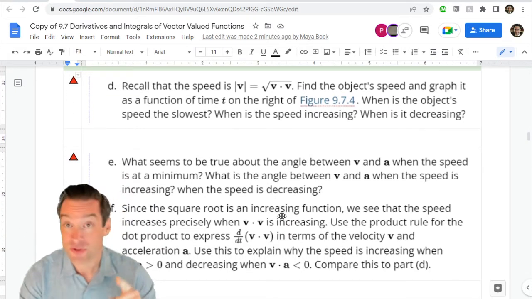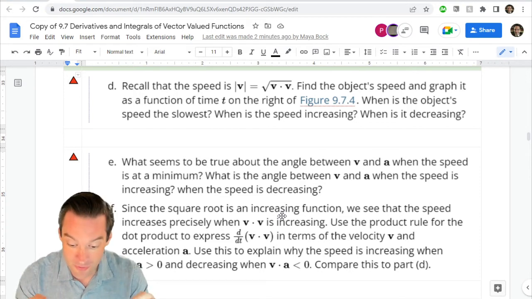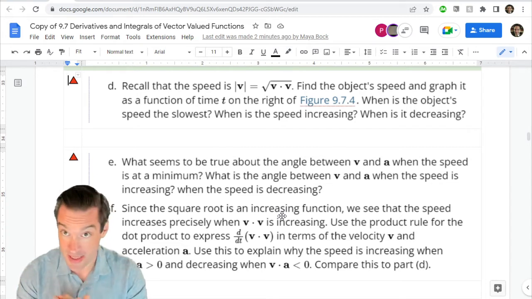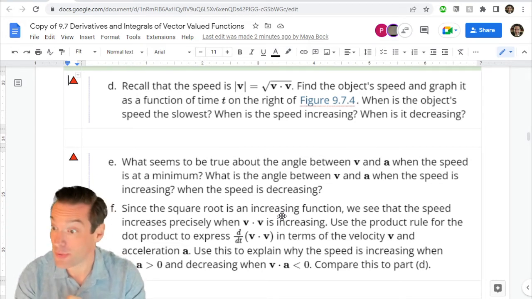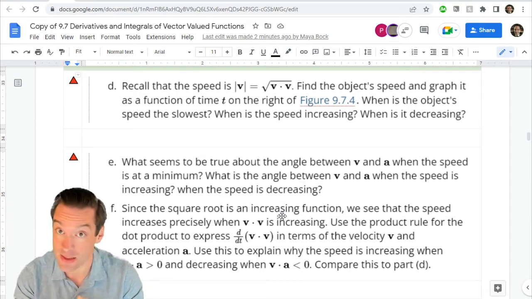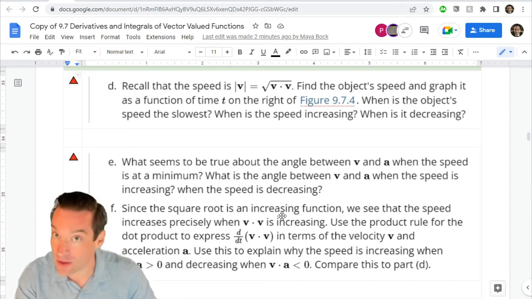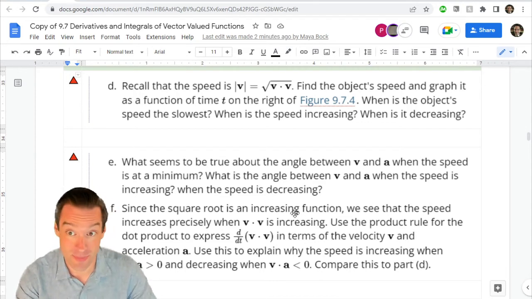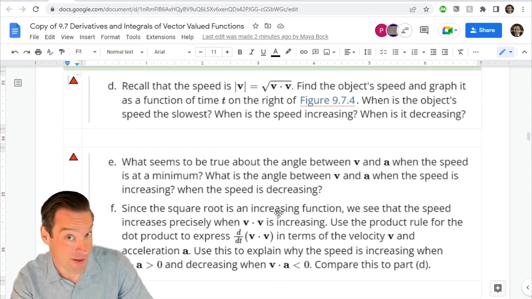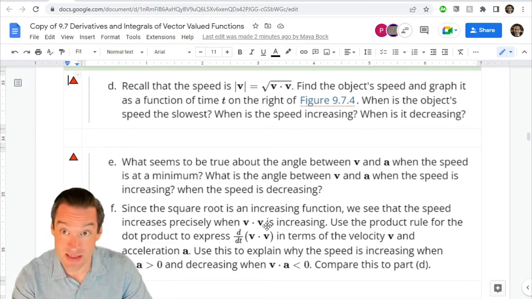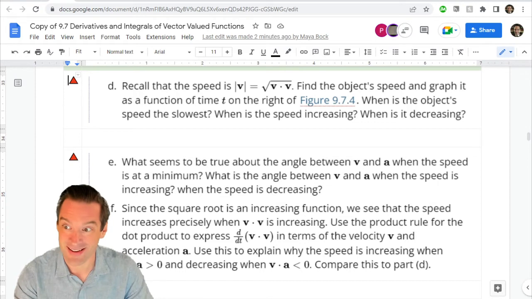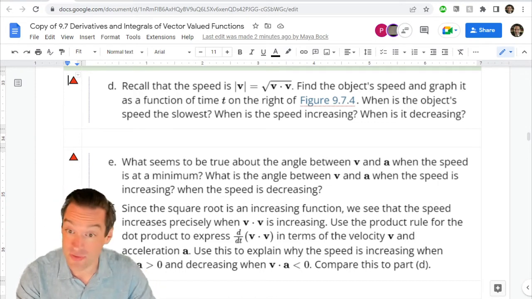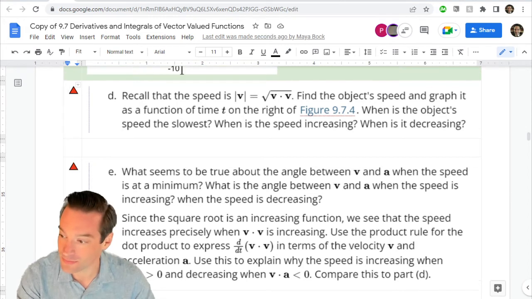And then, and this is the interesting part, what I'd like for you to look at is at what points this parameterization is speeding up, and at what points it is slowing down. So when is it accelerating? When is it decelerating? And what does that have to do with the angle in between the velocity and acceleration vectors? So because we've got dot product back in the mix, we can talk about angles again. So that's parts D, E, and F that I'll let you start looking at. So step 1 is that computation of the speed function as a function of t. And then in parts E and F, connecting it to the orientations of the velocity and acceleration vectors.